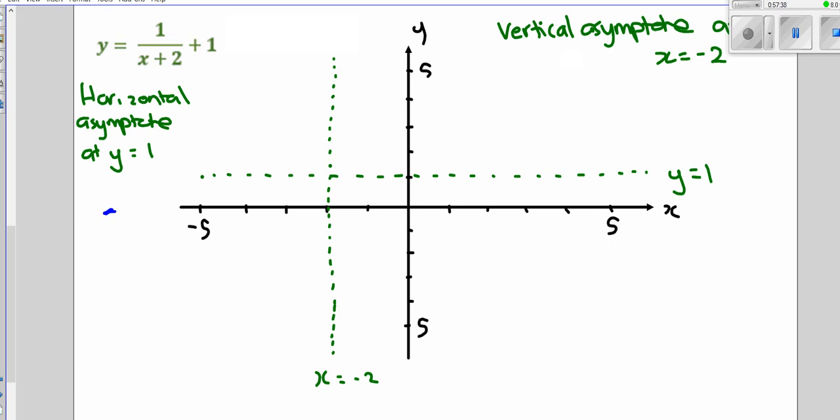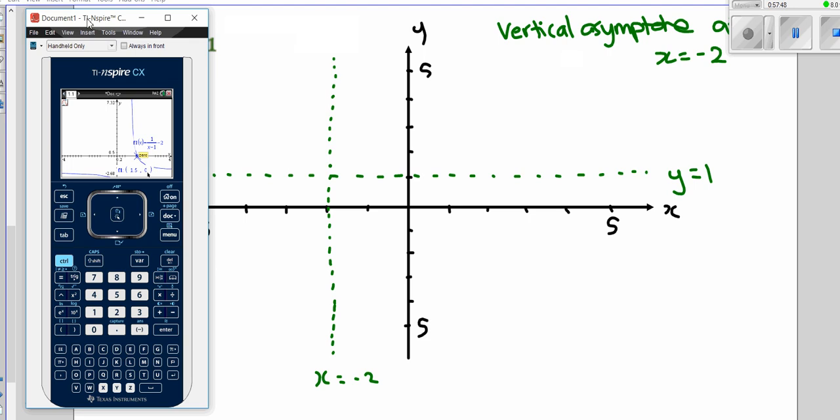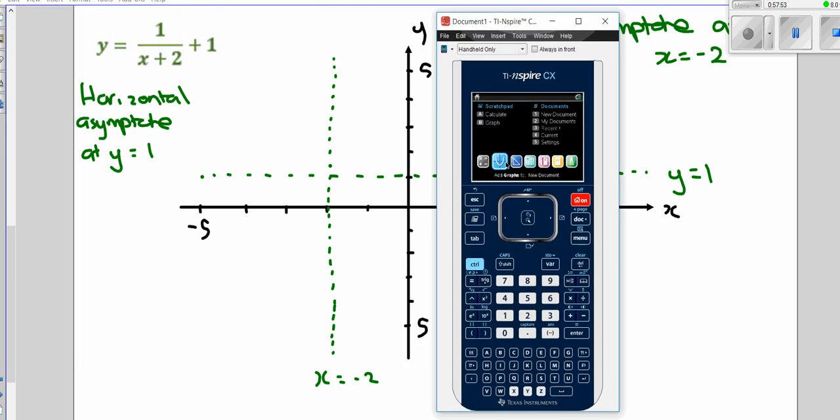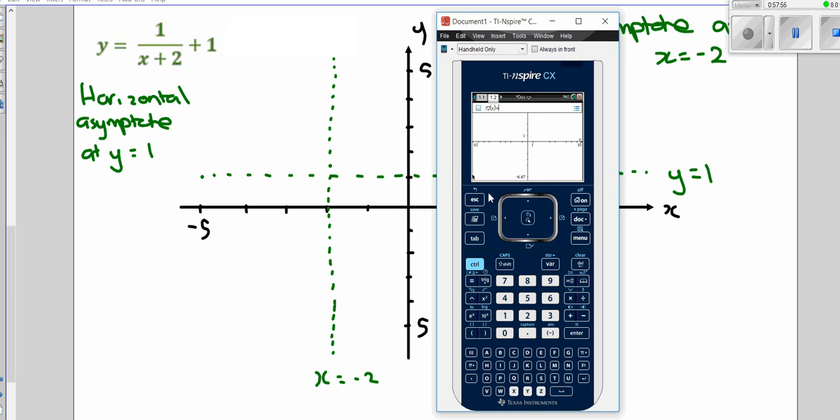So let's try just doing a general sketch and adjusting the window so it looks similar to what we've got on the graph. Groovy. Right, let's do a new one. So make a fraction. So control to make the fraction. 1 over x plus 2. Jump out of the fraction and then +1. Okay, did it. Now let's maybe adjust the window a little bit and see whether or not we can actually see the x and y intercepts.